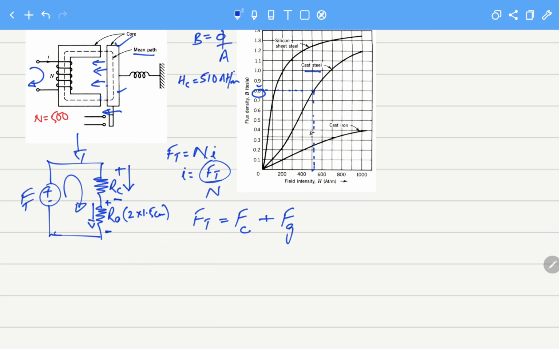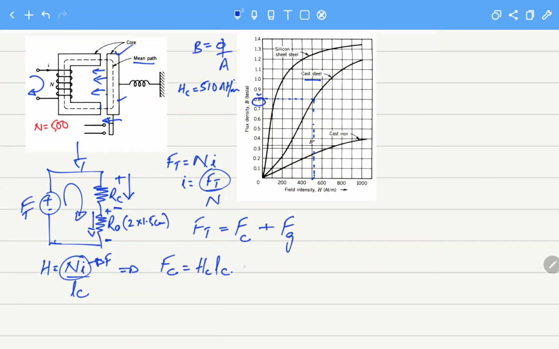So to calculate Fc, we have a very common formula. We know H, the magnetic field intensity, equals F over L. So the formula will become Fc equals Hc times Lc. And for the cast steel iron, we know that Hc is 510.